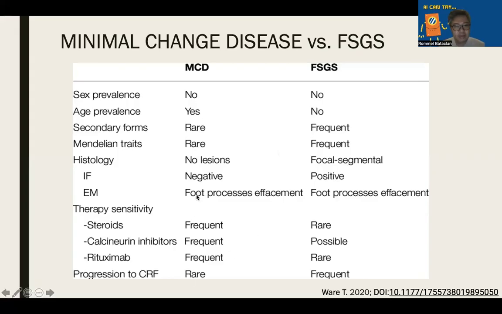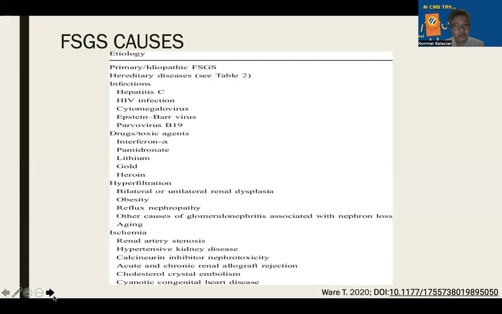For the treatment of minimal change disease, steroids are used, as well as calcineurin inhibitors and rituximab. However, in FSGS, steroids are not that effective. Rituximab is also rarely used. So they usually give calcineurin inhibitors or other medications or other immunosuppressants, depending on the cause.